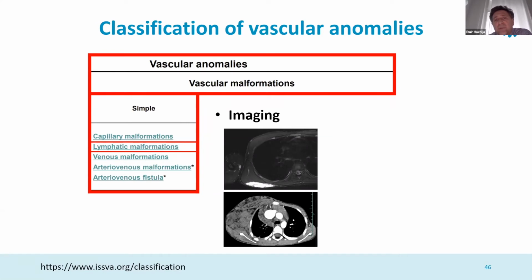So here, for example, in the upper image, you see a localized lymphatic malformation, which has a bigger cyst and a smaller cyst.